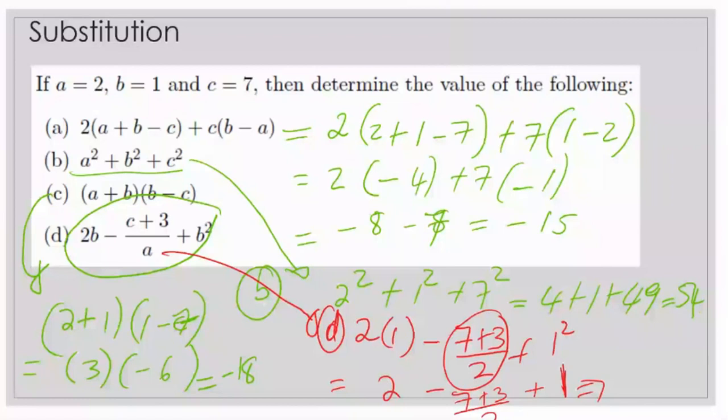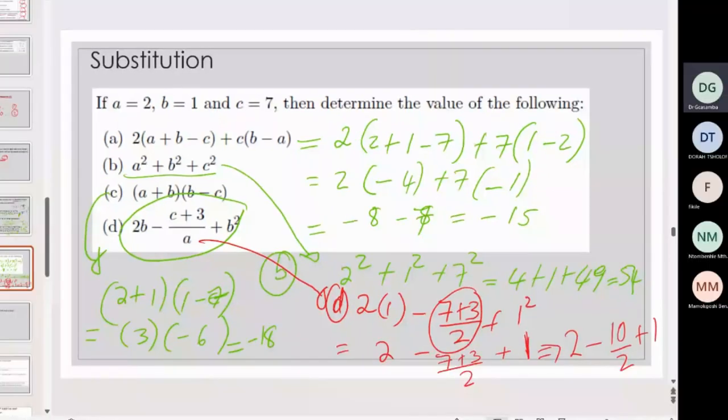Let's simplify that. On your numerator, you're going to have 10. On your denominator, you're going to have 2 plus 1. This is still a division problem. So now we are going to have 2 minus 5 plus 1. Now you've got a simplified thing. So now it's not simplified. You have to use the addition and subtraction.